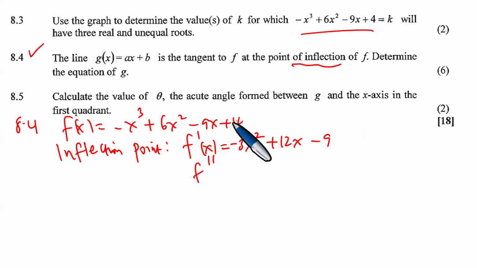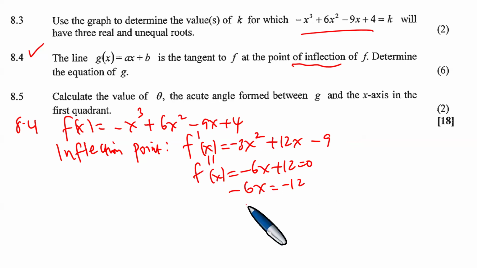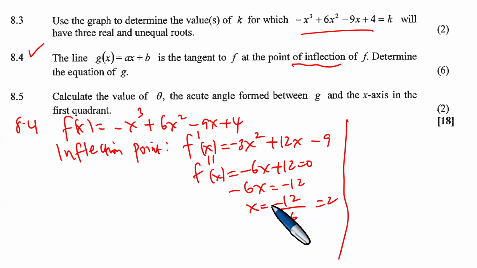We find the second derivative. The derivative of the 4 is 0. The derivative of a number, a constant, is 0. The second derivative of the function is minus 6x plus 12, and this is set to naught. We set it to 0 so that we have minus 6x equals minus 12. You divide by minus 6 so that we have minus 12 over minus 6 is equal to 2.